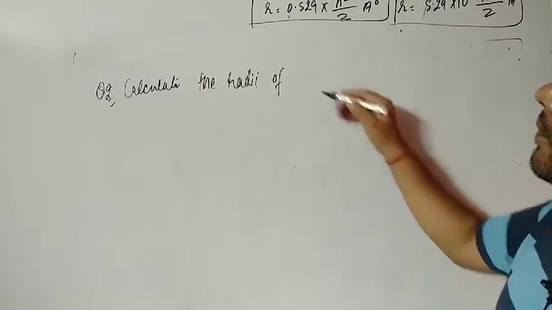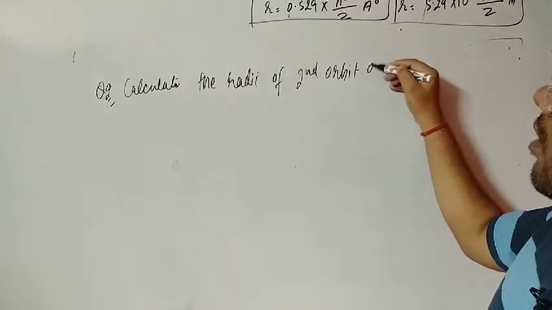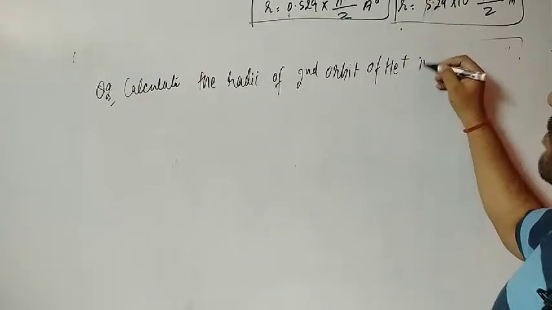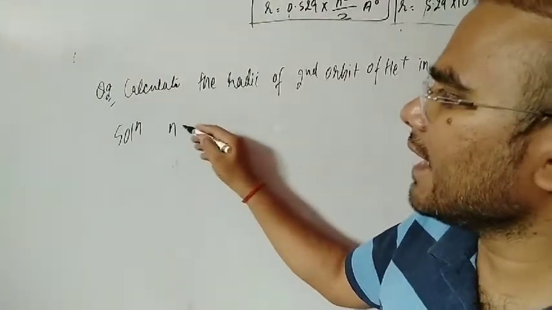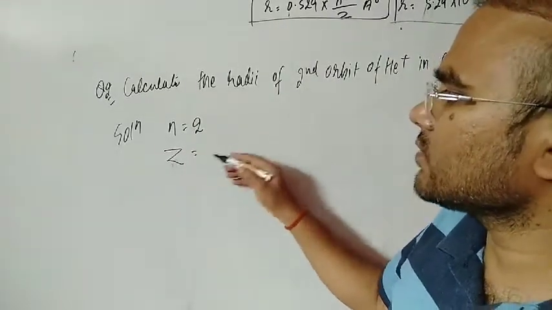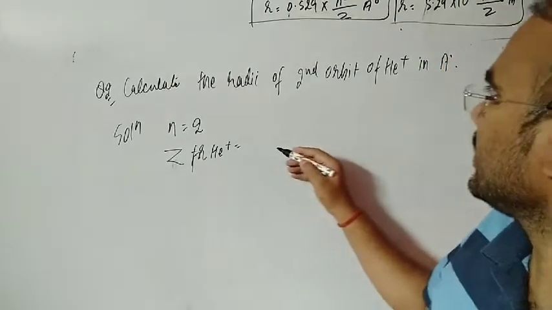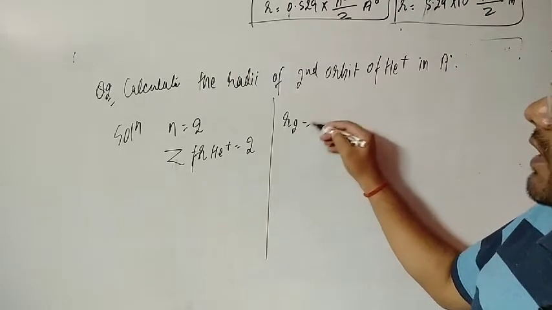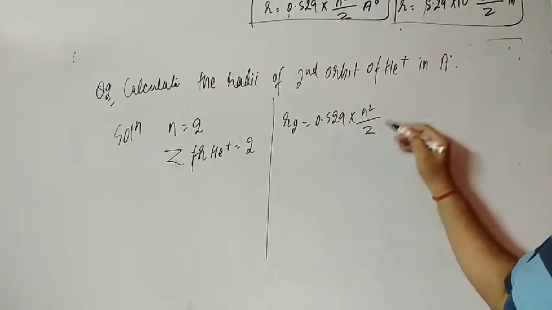Calculate the radii of the second orbit of helium plus, in angstrom. Solution: n is already given as 2, and Z for helium plus is also 2. So the radius R2 is equal to 0.529 into n square upon Z angstrom.